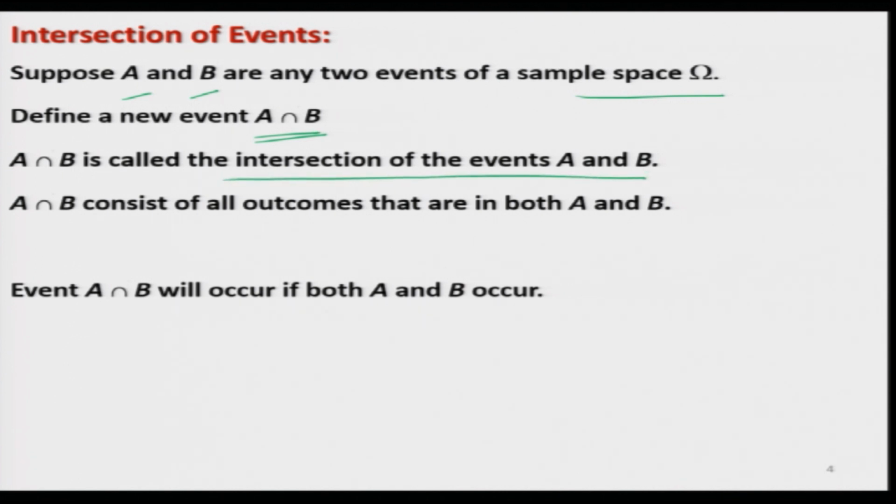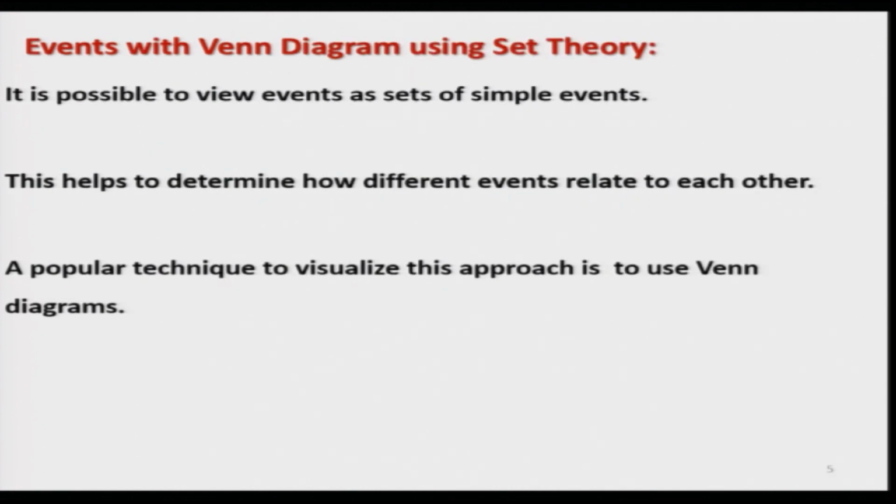This A intersection B consists of all such outcomes that are in both A and B. So obviously the intersection A and B will occur only if both A and B occur. Right. So this is how we can define the A union B and A intersection B, and now we will try to view these events using the Venn diagram from the set theory.